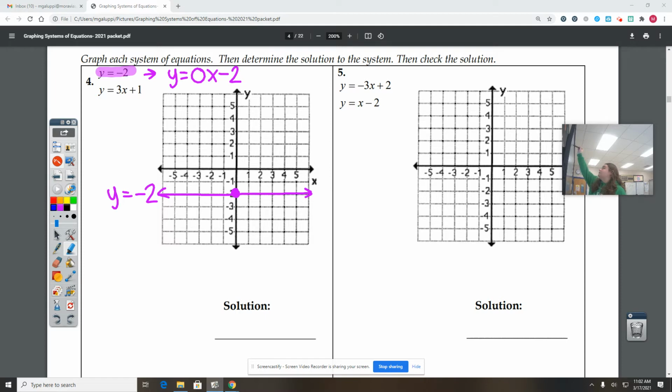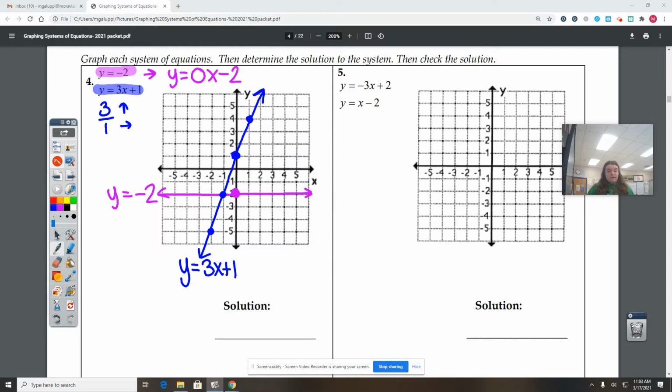For our second equation, we have y equals 3x plus 1. So my y-intercept is +1. And then from there, my slope is 3, or 3 over 1. So I'm going up 3 and to the right 1. And then again, make sure you label your equation. I always label it by one of the arrows.